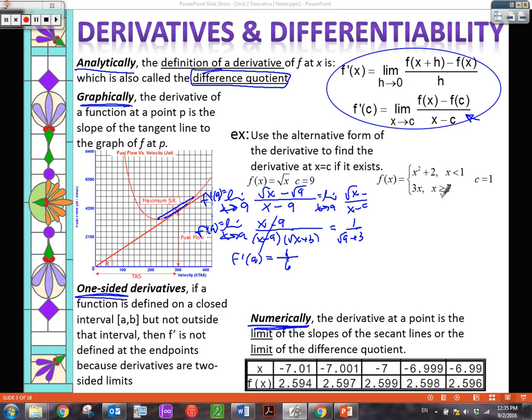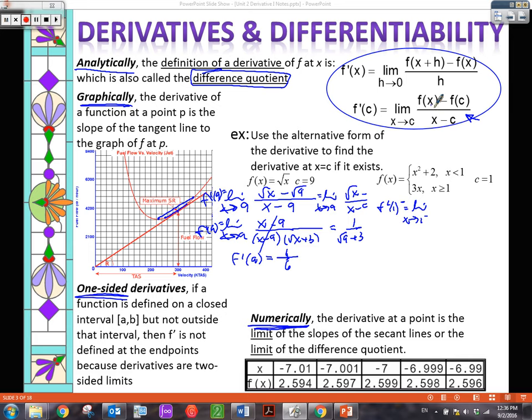That's how we determine whether it exists or not: we have to do the one-sided limits. All right, so let's do that. Let's do f prime of 1. Let's go from the left first. So the limit as x goes to 1 from the left, and we're going to use this formula right here.